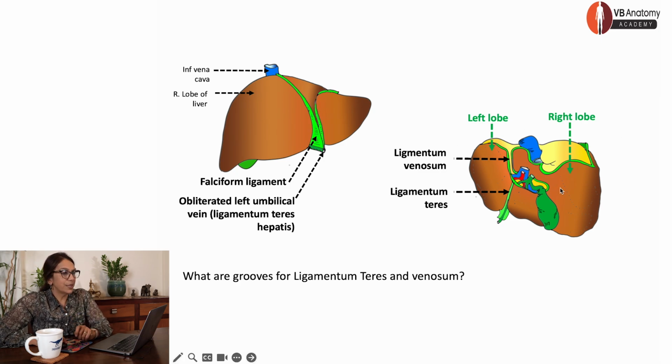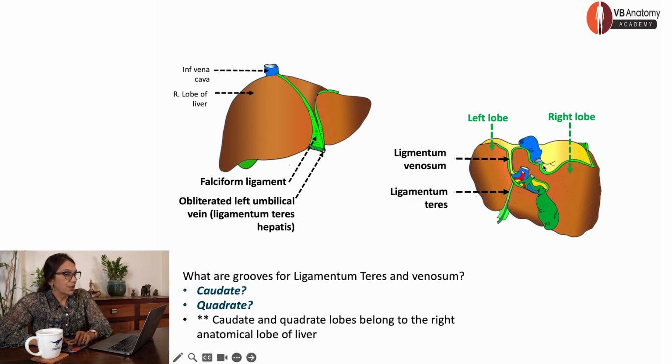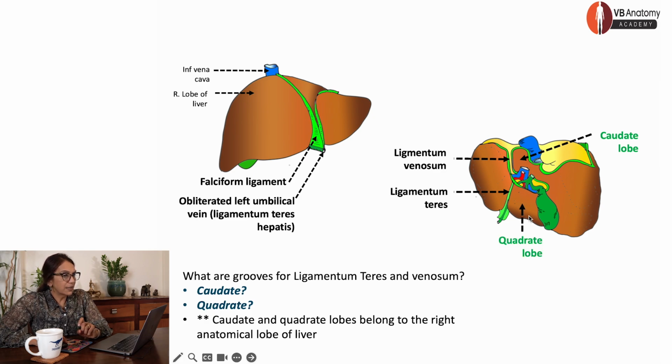Now I want to bring your attention to this structure here, a small quadrangular bit of liver, and this structure, which is another quadrangle. The top quadrangle is called caudate lobe and the lower one is called quadrate lobe. As per anatomical division of liver, the caudate as well as quadrate lobes belong to right lobe of liver. As we move further and study some more, we will discuss more details about caudate and quadrate lobes.